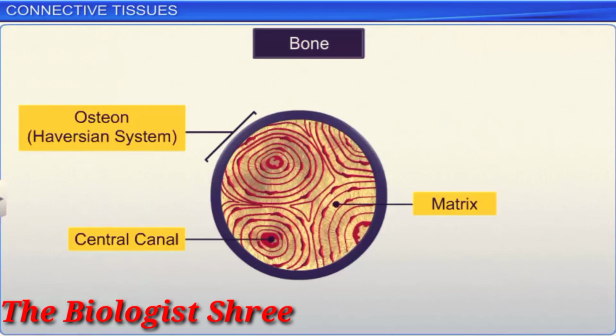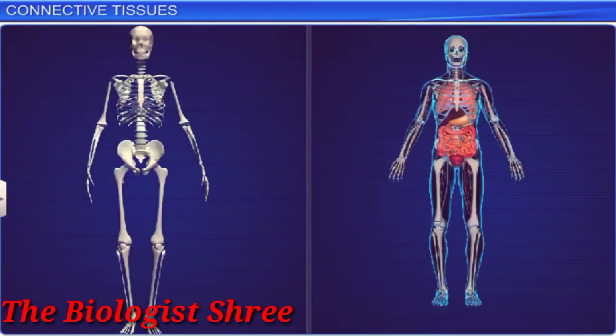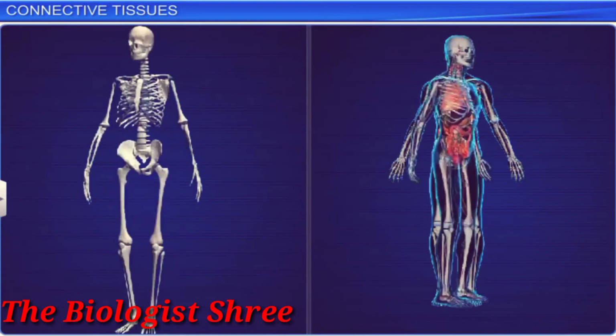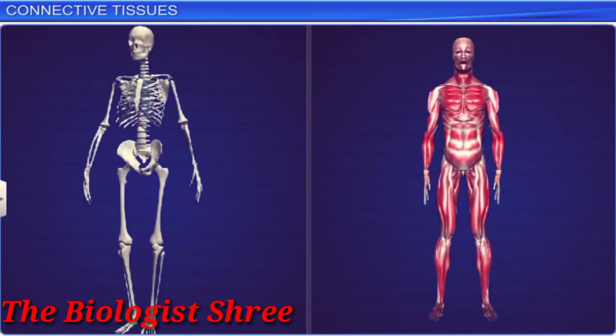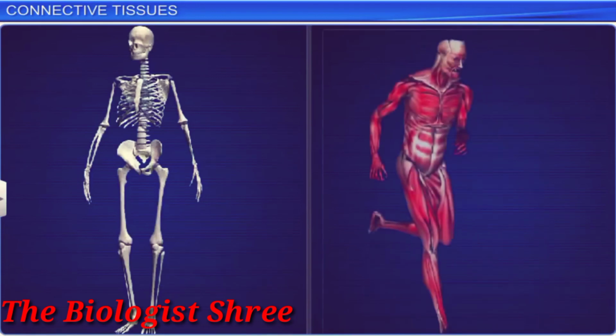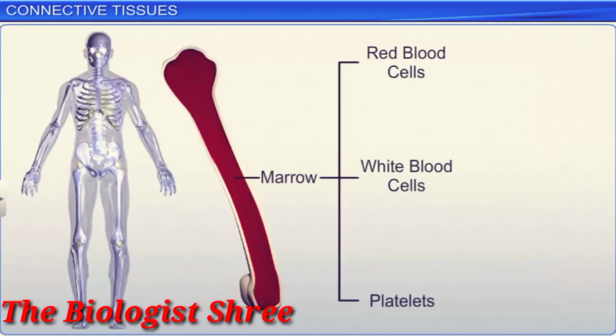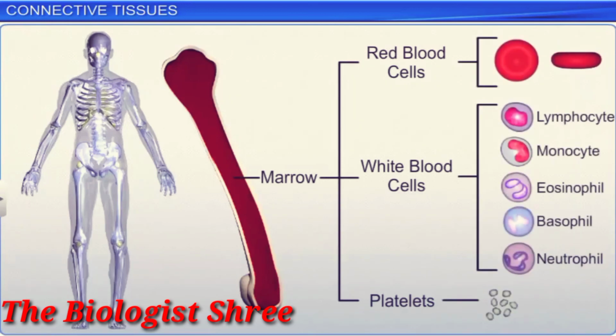Bone cells or osteocytes are present in spaces called lacunae. Bones make up the skeletal system of a body and support and protect the softer tissues and organs. The skeletal muscles attached to the bones help in movement. Moreover, long bones have bone marrow that produces blood cells. The long bones of the legs help bear body weight.